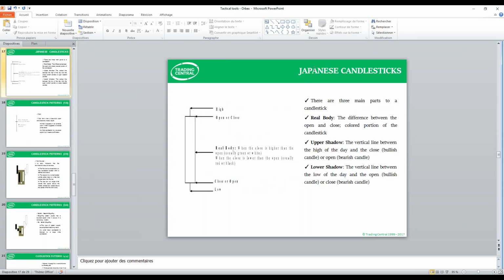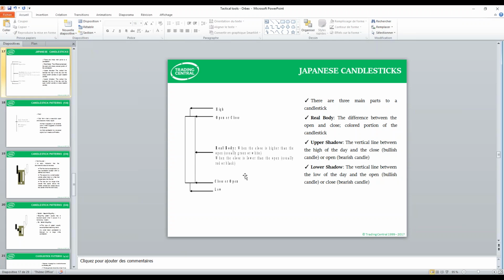So how does it work? This is a candlestick. You can see here the body, what we call the real body. The body is the difference between the open and close, so here and here. When the close is higher than the open, the body will be green or white. It depends on your software. And when the close is lower than the open, then the body will be black or red. Again, it depends on your software.